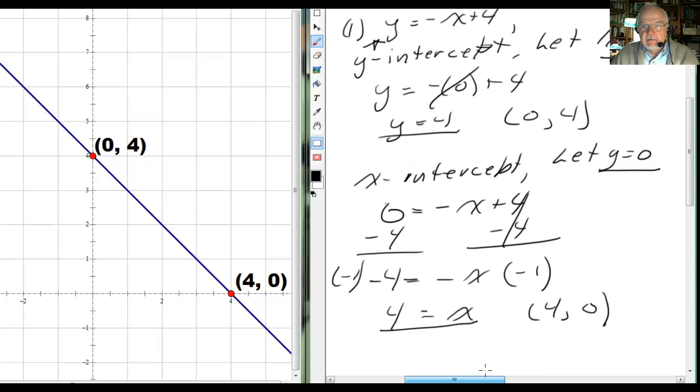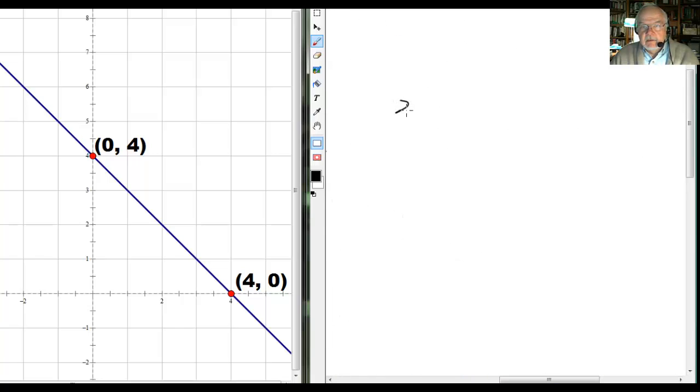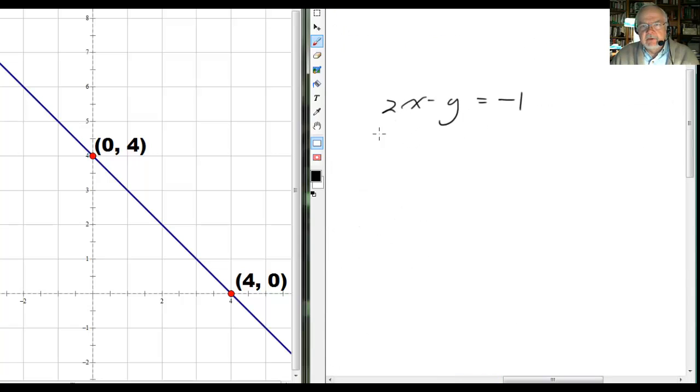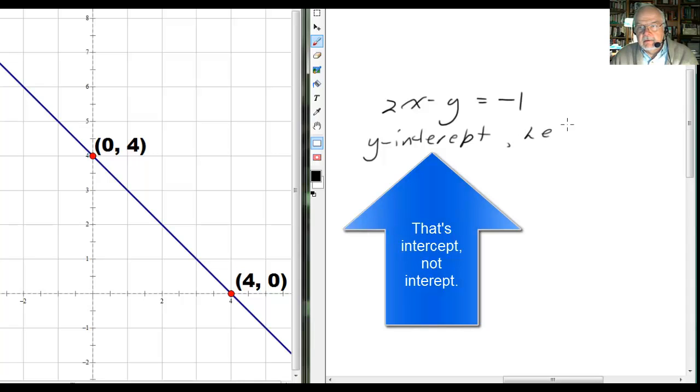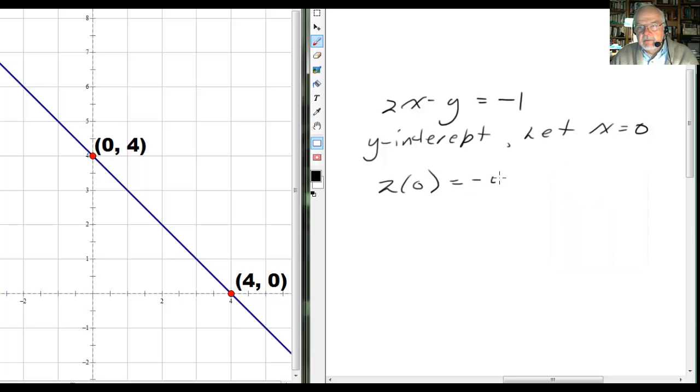Let's plot the second line. Well, first we've got to remember what the second line is. What is the second line? It's this guy. 2x minus y equals minus 1. Let's just double check. 2x minus y equals minus 1. Okay. So now we want to get two intercepts for that, and we'll do the same thing we just did. Before we do the let stuff, what are we going to do? We're going to calculate the y-intercept. We could have calculated the x-intercept first. Doesn't really matter where we start. So let x equal 0.